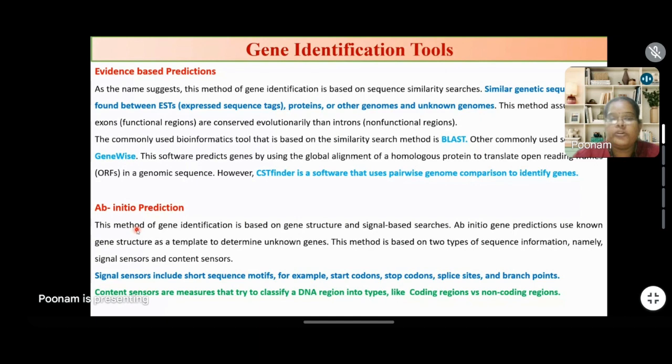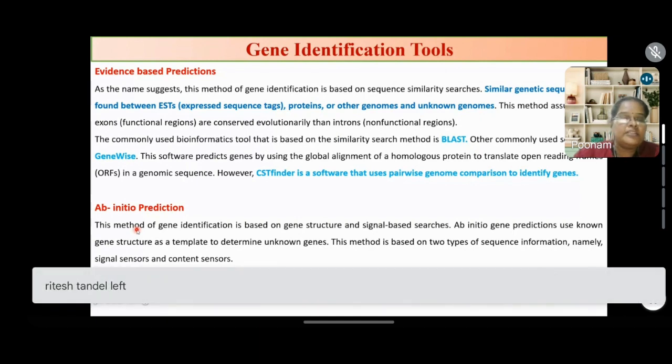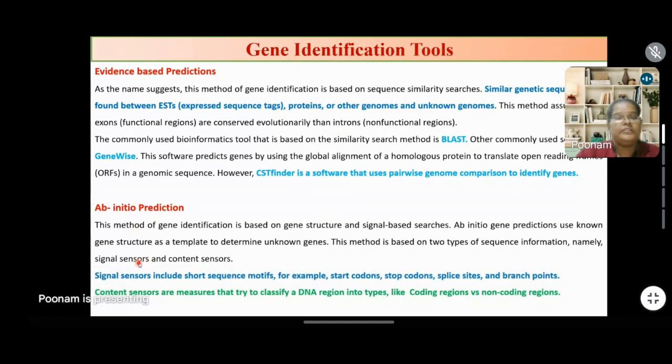Then you have the ab initio predictions. These ab initio predictions are basically based on two kinds of information. One is signal sensors and the other is content sensors. Signal sensors are what? These are the start and stop codons, splicing sites, and branch points, where the DNA is getting bifurcated. Then the content sensors check whether the coding region or the non-coding region is present in that DNA. So all of those can be checked through the ab initio predictions.